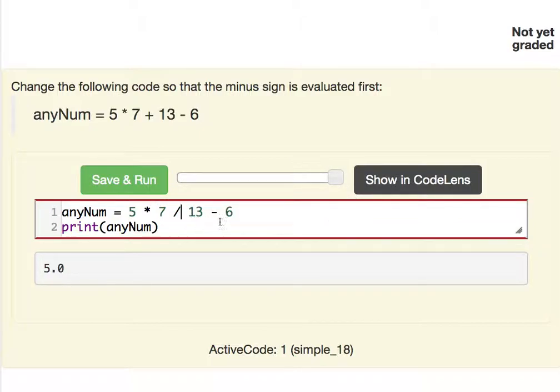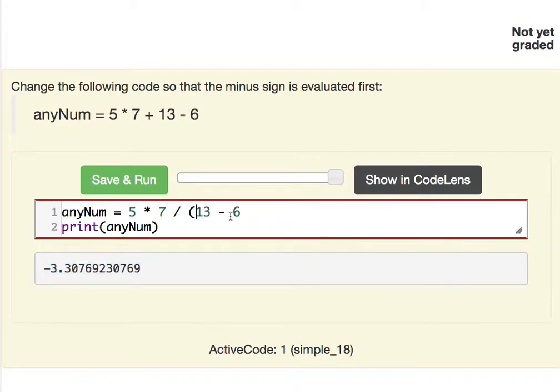So let's say we had this expression and we say, hey, we want to do the minus first, because the way that it would work normally is it would do the multiply and divide, which are on the same order of precedence. So it would work from left to right. It would do this one first, then it would do this one, and then finally it would do the subtraction, right? So then these two are, what is it, 35 divided by 13, let's say it's 3, and then 3 minus 6 is negative 3, right? So that's why when we don't put the parentheses, this is the answer we get, negative 3.